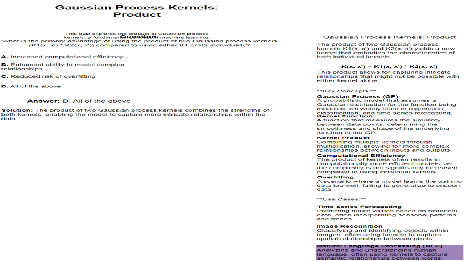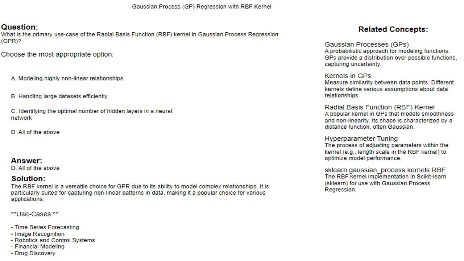Question: What is the primary use case of the radial basis function, RBF, kernel in Gaussian process regression, GPR?